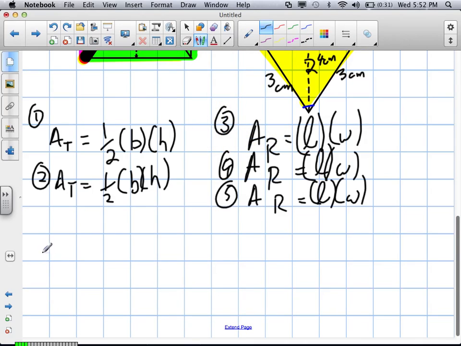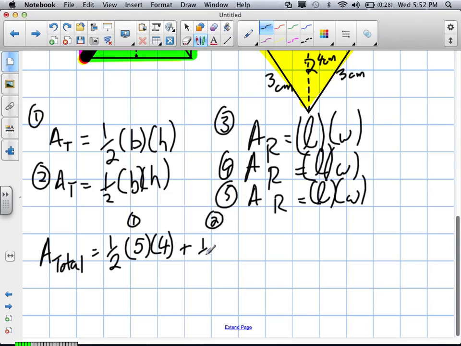Okay? So area of a total, we'll say. Area of the total is equal to 1/2. The base of our triangle was 5. And the height of our triangle was 4. But there were 2 triangles. So I'm going to add it together. So think of it like triangle 1 and triangle 2 we're adding together. We just have to do the same formula, that's all. Okay, so that's the areas of the 2 triangles.